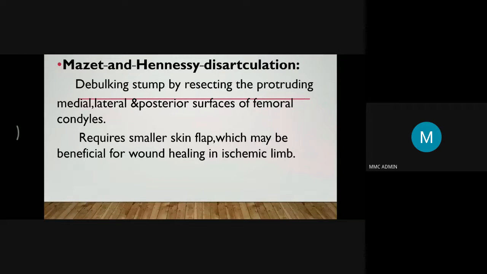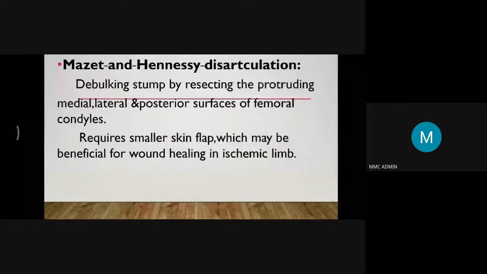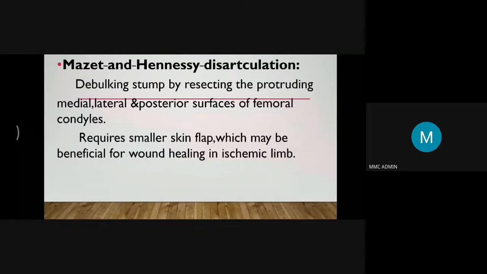The second technique is Mazet and Hennessy disarticulation. It is nothing but debulking. In the same way, we are removing the tibia and fibula from the femur and patella at the knee joint; this is the basic knee disarticulation. In Mazet and Hennessy disarticulation, the debulked stump is made by resecting the medial, lateral, and posterior surfaces of the femoral condyles. We are removing the medial, lateral, and posterior aspects, and the anterior aspect we are leaving, as I told before, which will be used for closing.